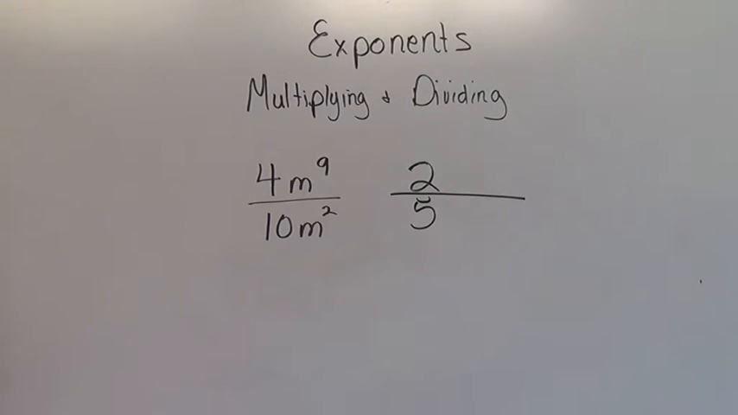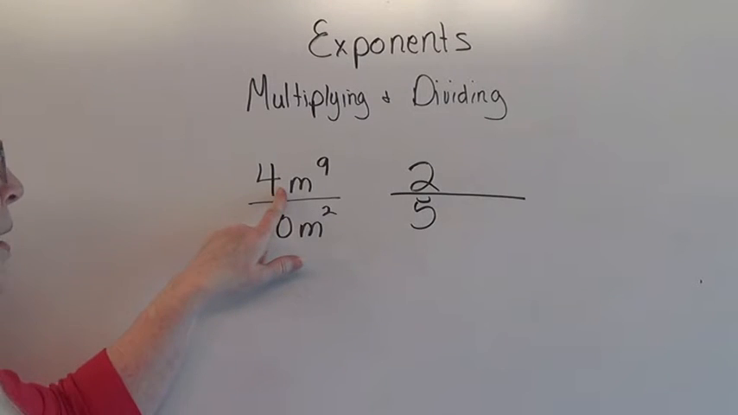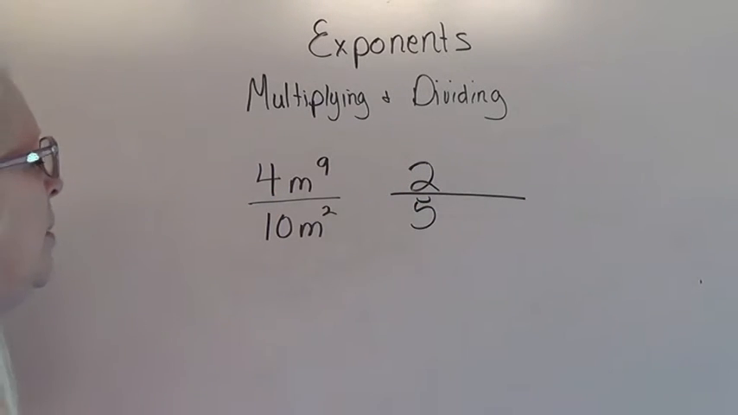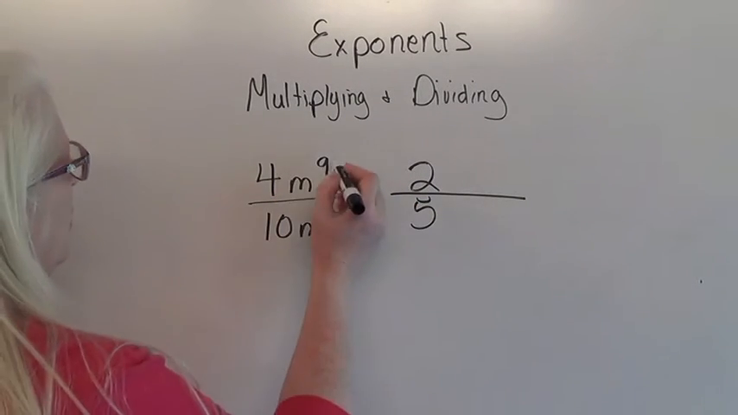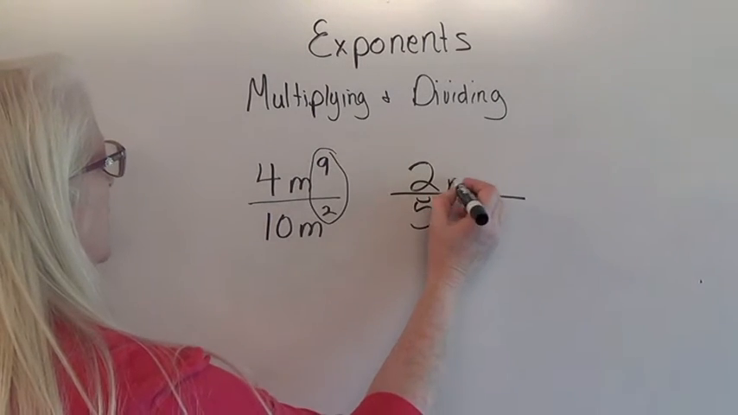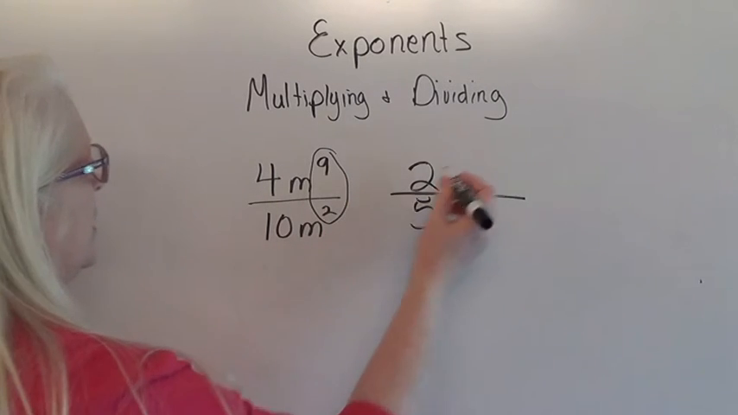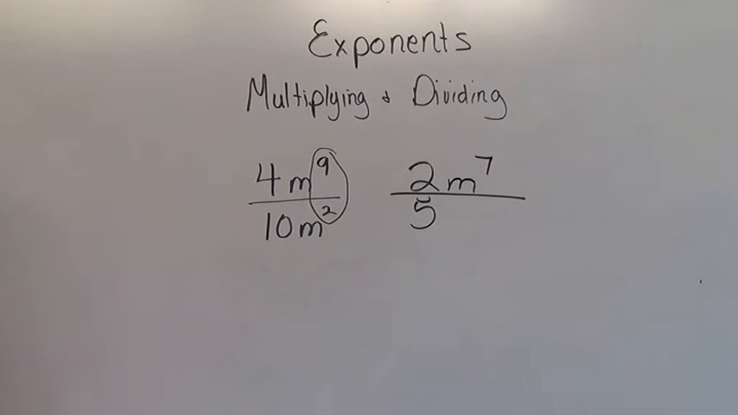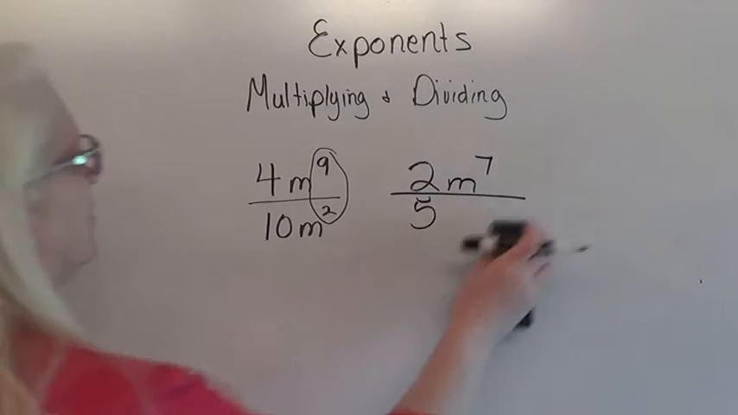I've got 9 m's on top and 2 m's on bottom, so I've got more m's on top. So I know that my answer for my m variable is going to go on top in the numerator. So if I follow the rule, I simply subtract the exponents. We said the m is going to be in the numerator, and 9 minus 2 is 7, and that's the answer. Let's take a look at another one.